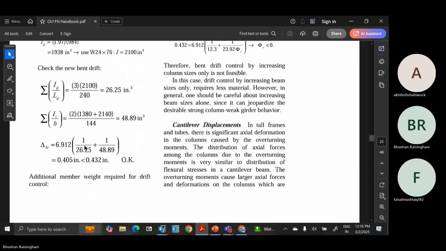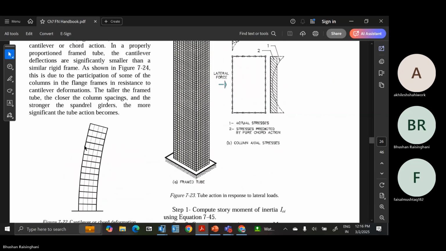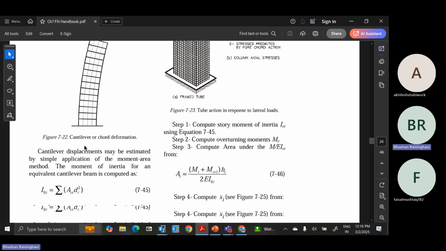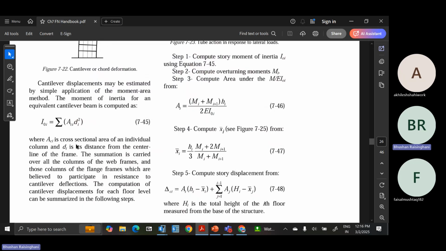Here Aci is the cross-sectional area of the individual column on the entire floor, and di is the distance from the center line of the frame. So from the center line of the frame, how far each column is away, that is like A h square that we had. So area of the column into h square. All columns you have to take about the center of the building, the CG of the building, and obtain the moment of inertia I, and compute the overturning moment, whatever the moment is leading to overturning.